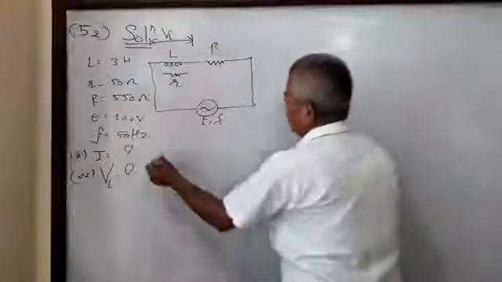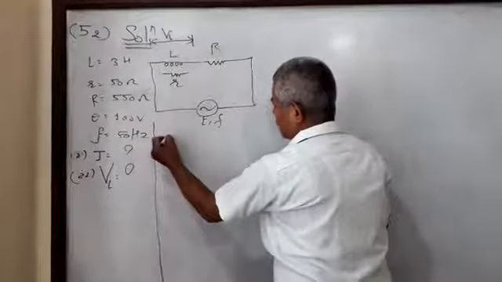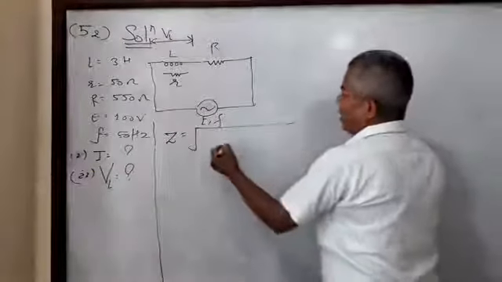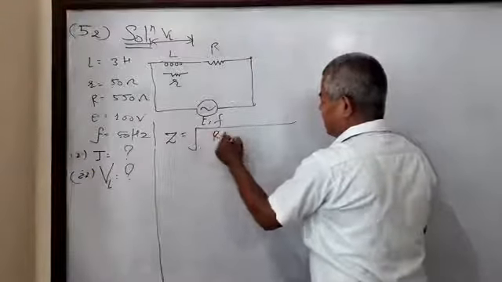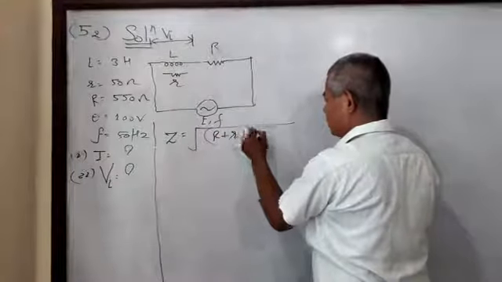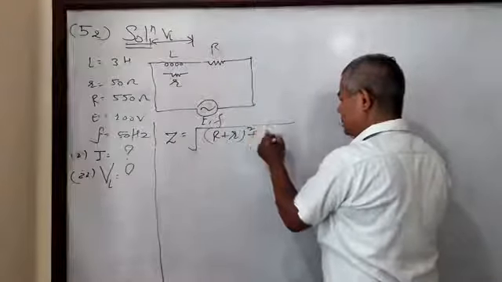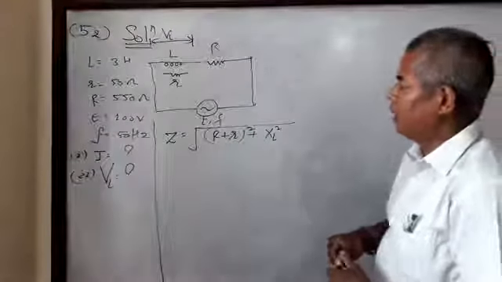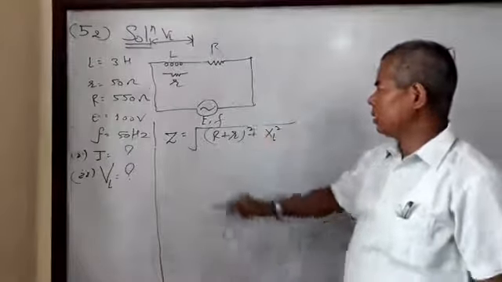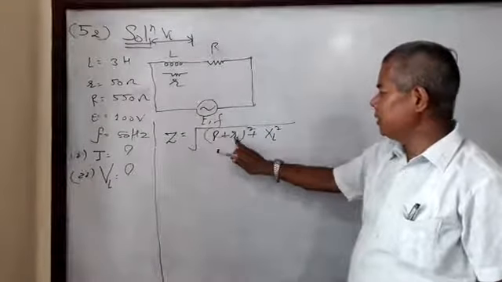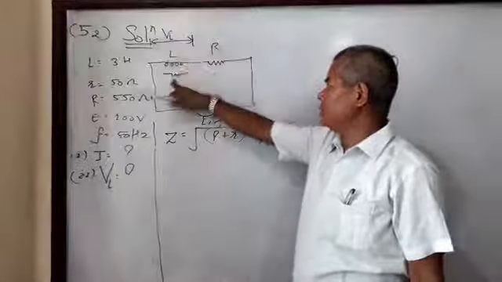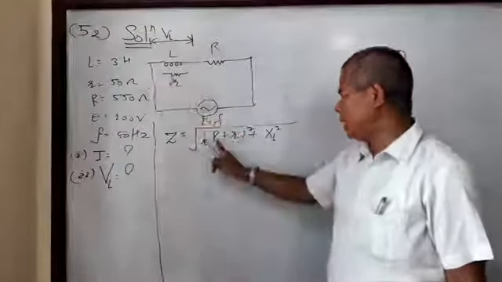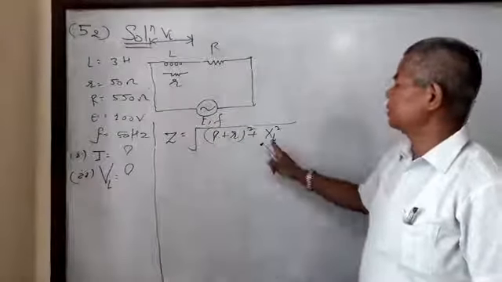We can do this as follows. First one, evaluate Z. Z has value under root (R plus small r) whole square plus XL square. This is like Ohm's law. This is a series combination. This is R1 and this is R2. R1 has value R and R2 has value small r. Then (R plus r) whole square plus XL square.